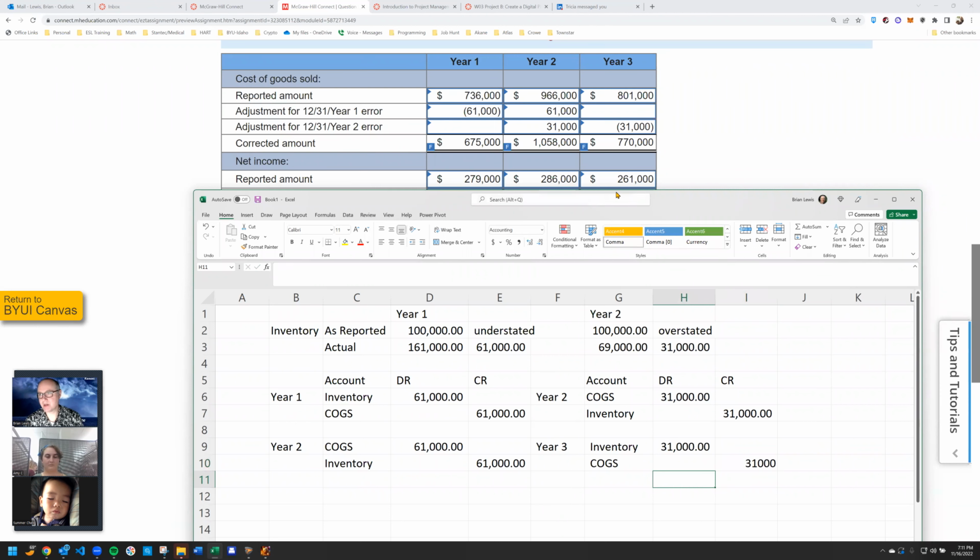So that shows up here. In year two, you have COGS going up by $31,000. And you have this one being reversed out, and so it's going up by 61,000. So that's where you get this adjustment here. And in the last year, year three, this $31,000 is reducing COGS for that one. Does that make sense so far?